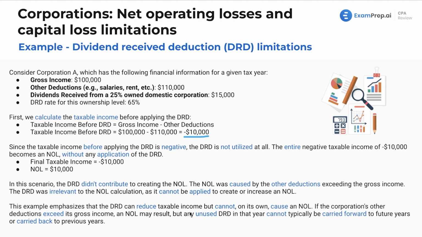If the corporation's other deductions exceed its gross income, an NOL may result, but any unused DRD in that year typically cannot be carried forward to future years or carried back to previous years, as compared to NOLs, which we can carry forward and back.